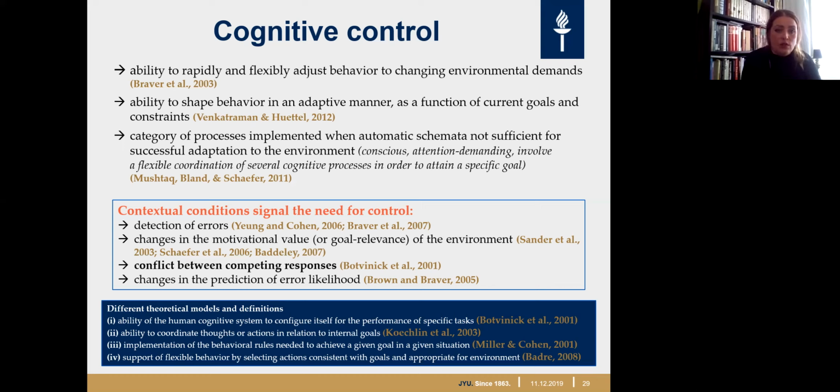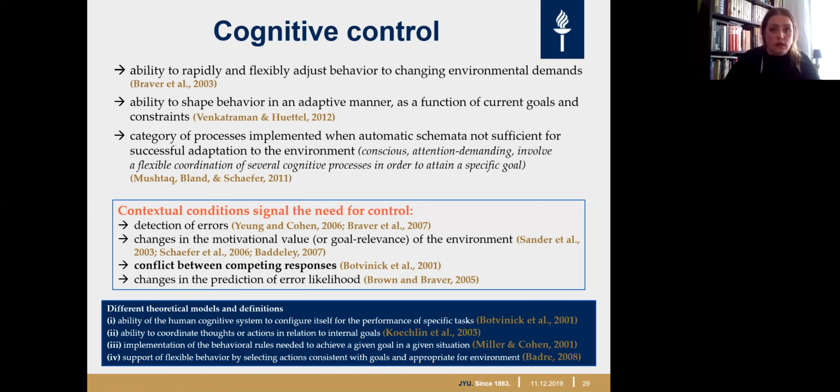There are different contextual conditions that signal the need for control. If people detect errors, cognitive control processes might be activated. If there are changes in the motivational value or goal relevance of the environment, conflict between competing responses, it's bolded because, of course, in this research group, this is something essential, and changes in the prediction of error likelihood. So these are a few of the contextual conditions.